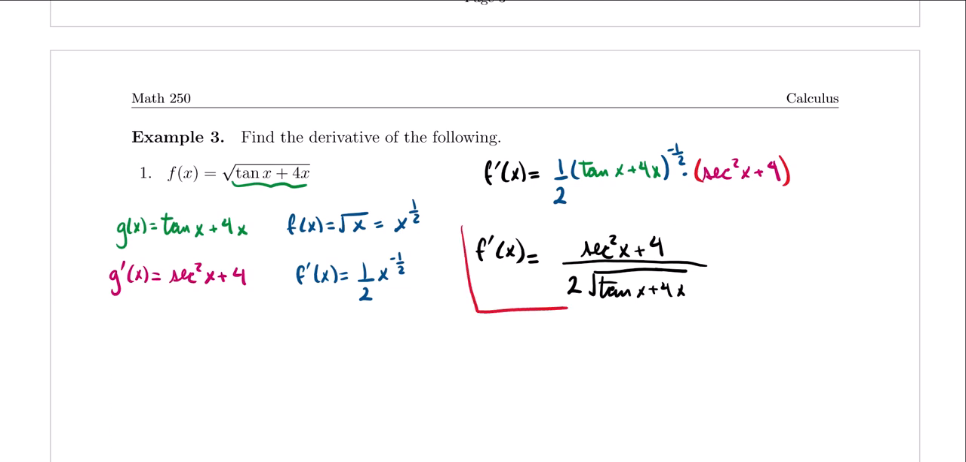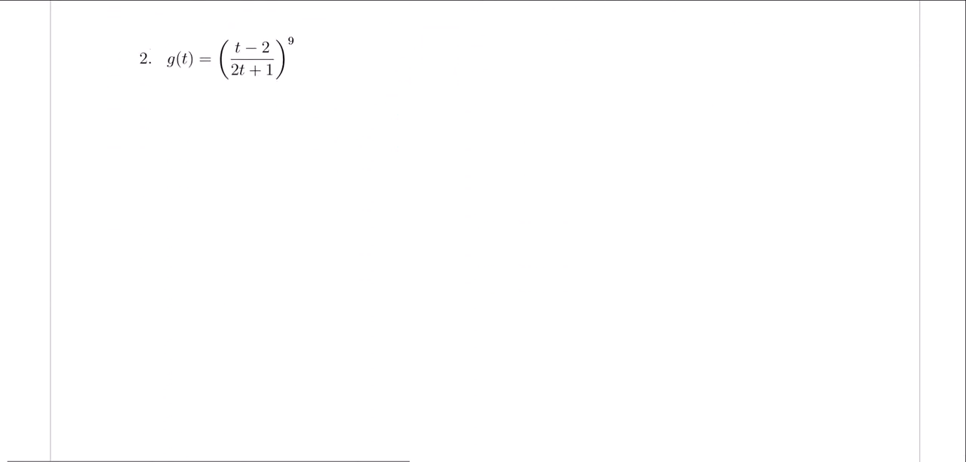Excellent. Okay, now let's take a look at another problem here. What about this function, where we have g of t equals t minus 2 all over 2t plus 1, and the whole thing is being raised to the 9th power.